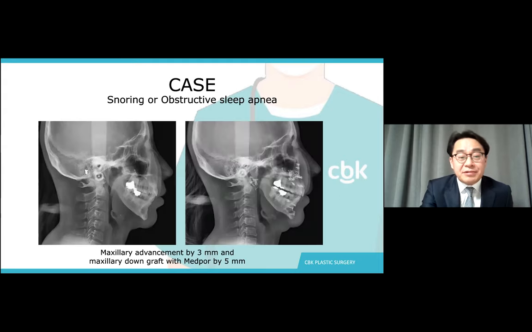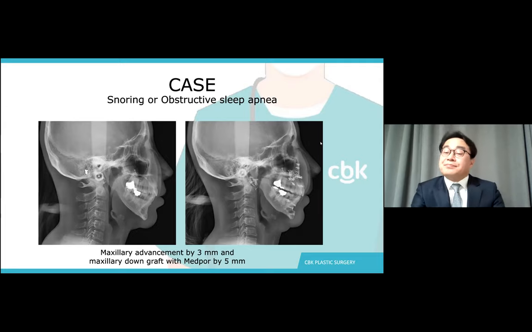This is the case of my redo OGS for obstructive sleep apnea. The patient got a two-jaw surgery. I found her medical record and they said they set back the maxilla by 3 millimeters and intruded the maxilla by 5 millimeters, and she couldn't sleep well. She snored loudly and couldn't sleep comfortably. So she was expelled from the bedroom by her husband. And I did maxillary advancement by 3 millimeters and maxillary downgraft with MedPor by 5 millimeters.